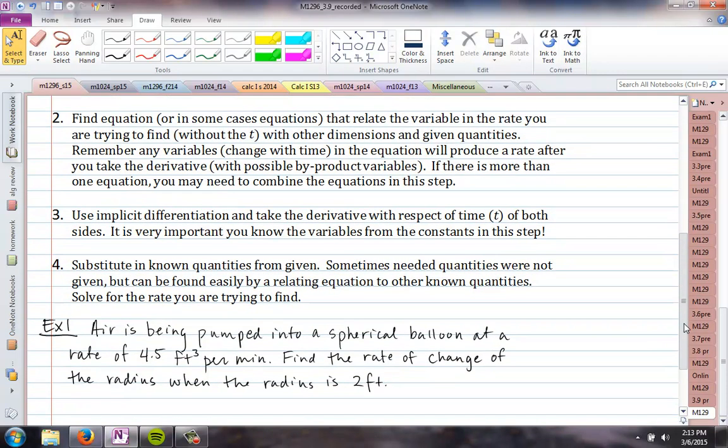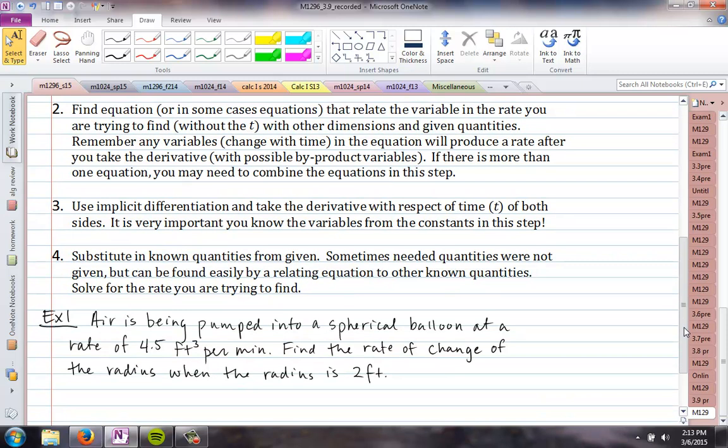Guideline 4, substitute in known quantities from the given. Sometimes needed quantities were not given but can be found easily by relating the equation to other known quantities for that particular time at which you're trying to figure out this rate. And so you solve for that rate and you're done.